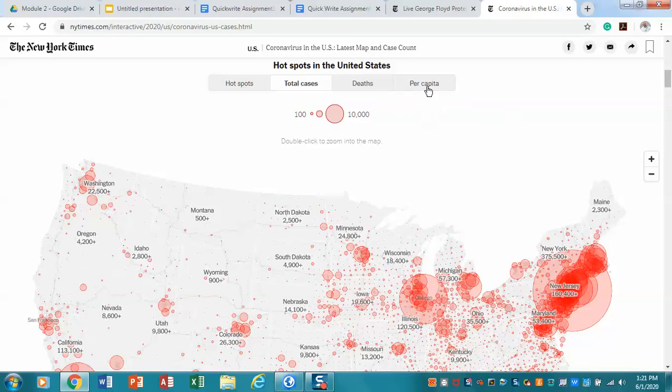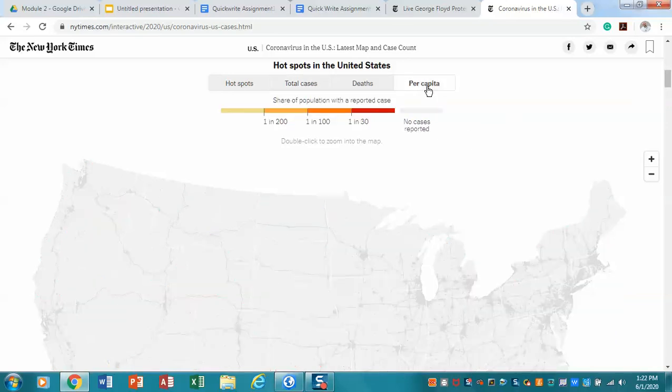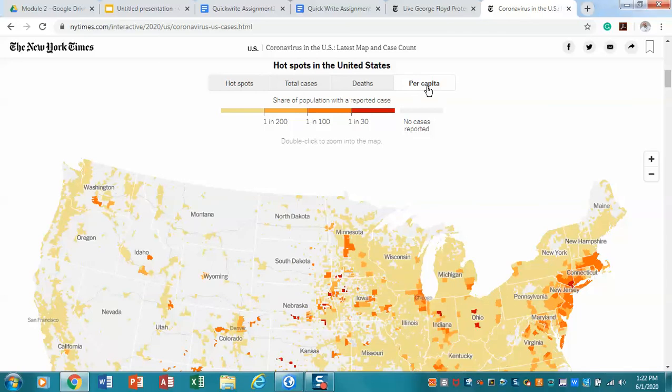Now you'll notice here, anytime you see per capita, that is a form of normalization. So again, 1 in 200, 1 in 100, 1 in 30. Those are normalizations so that we can compare counties that have large populations to counties that have small populations. Okay, now the last thing I want to do is I'm going to ask you to do a little bit of thinking here, and I'm going to bring up a very different type of map.